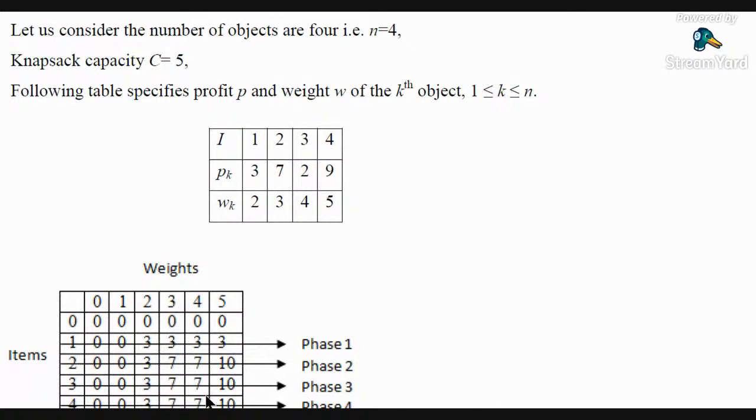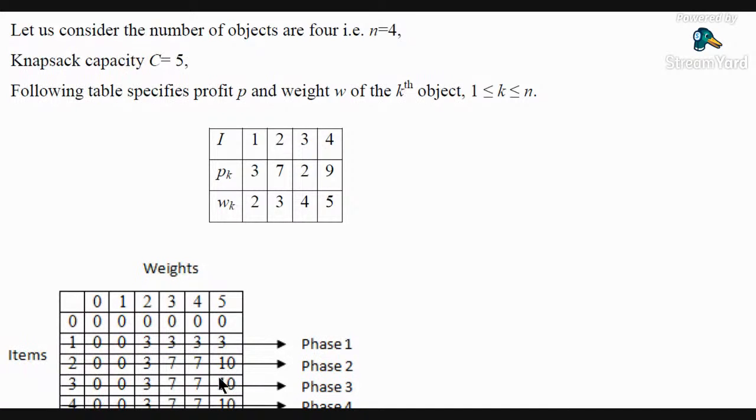The final entry is the one that we are interested in. What is this entry? This entry is known as T(N, C). This N is 4 and this C is 5. So T(N, C) is the final entry, and what is the total profit? Total profit is 10.